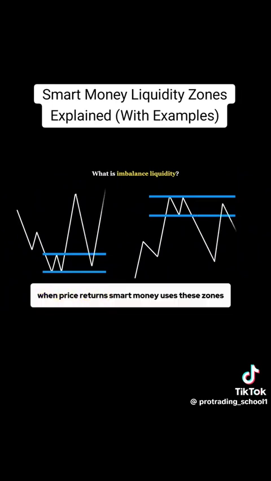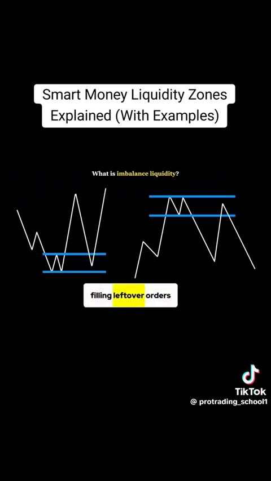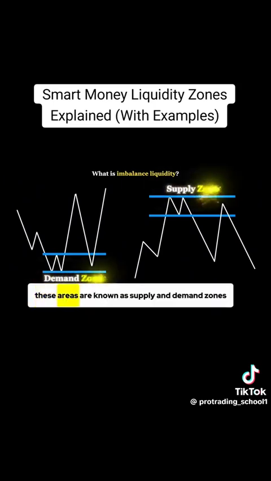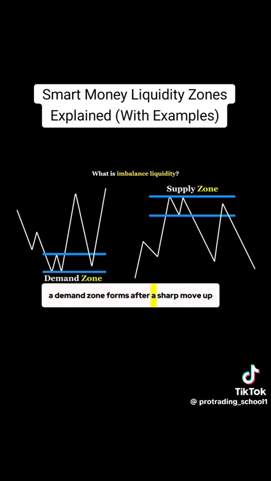When price returns, smart money uses these zones to complete unfinished business, filling leftover orders, reloading positions, or trapping retail traders. These areas are known as supply and demand zones. A demand zone forms after a sharp move up, leaving unfilled buy orders below. A supply zone forms after a sharp move down, leaving unfilled sell orders above. Smart money often brings price back into these zones before continuing the move, either to trap early entries or collect more liquidity.